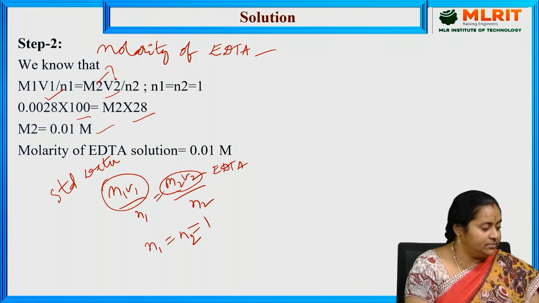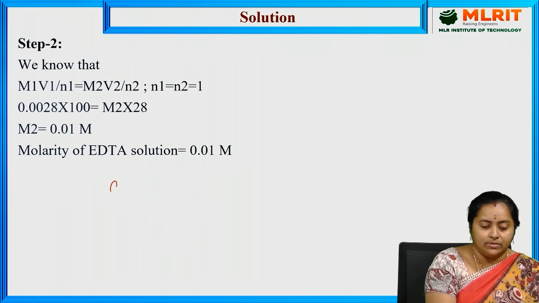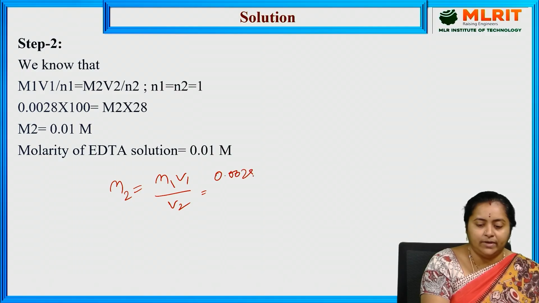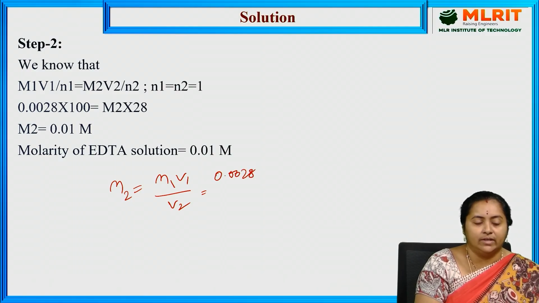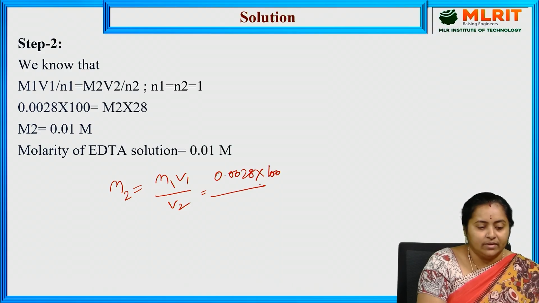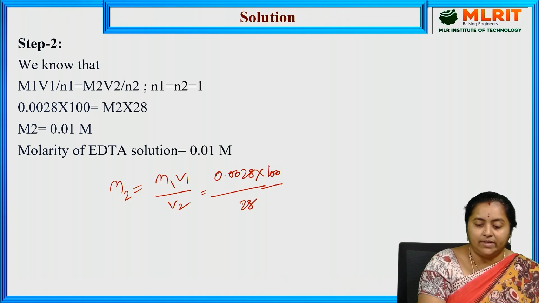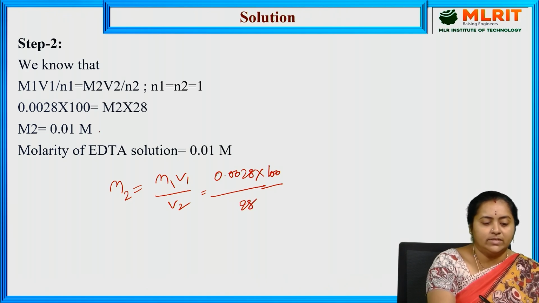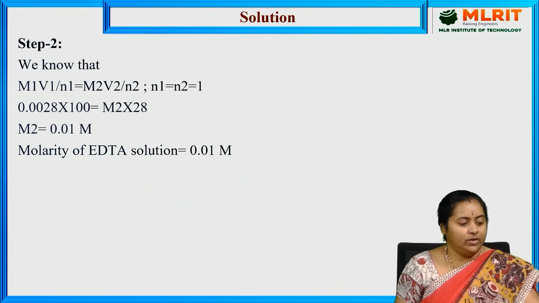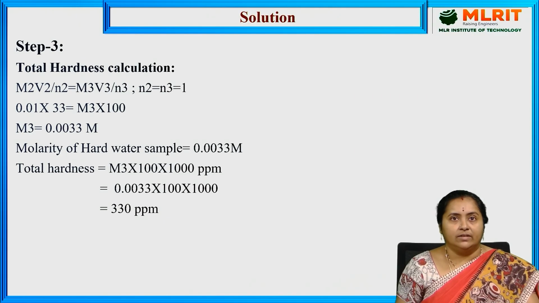What I want is M2. So the equation becomes M2 is equal to M1 V1 by V2. Substituting, 0.0028, which is the molarity of standard water we got in step 1, into the volume of standard water we used, 100 ml, divided by the volume of EDTA consumed for this titration, which is 28, given in the problem. By substituting all these things, we got the molarity of EDTA as 0.01. So from step 2, we got molarity of EDTA, that is 0.01 M.